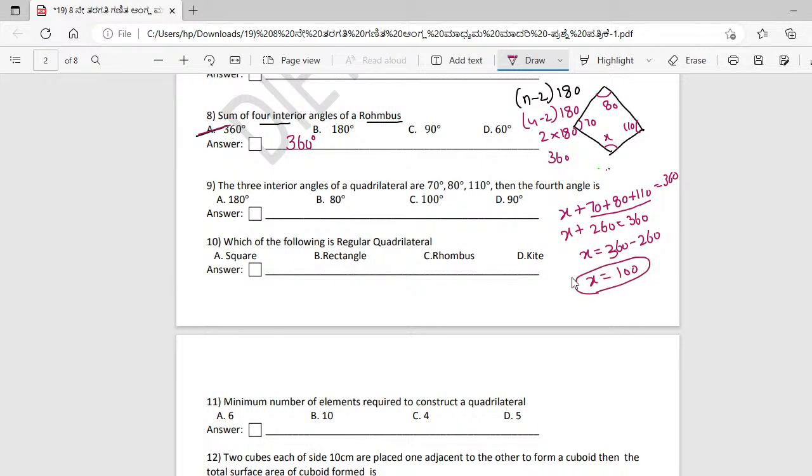Is it an option in our question? Yeah, it is the C option, 100, and that's our right answer. That is the ninth one. Let us go with the 10th one.